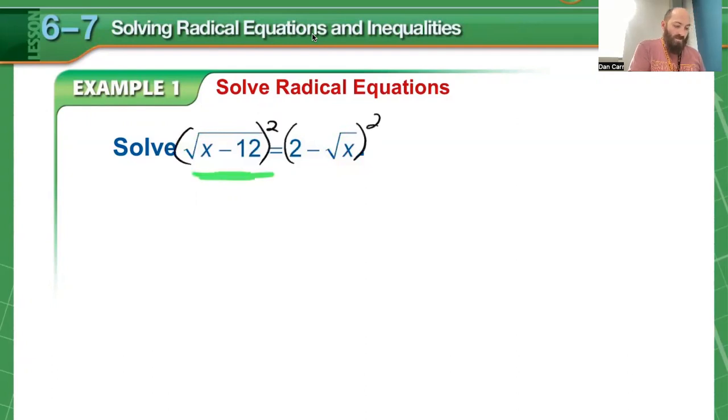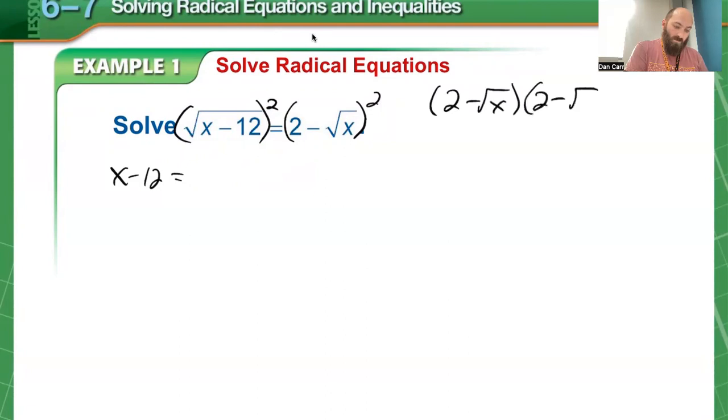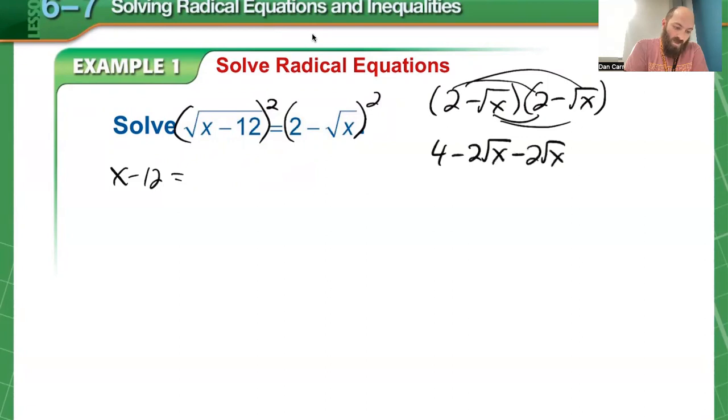As long as this is the thing that's already isolated, where it's got the binomial inside, we can square it. So on the left side, that's easy. It just becomes x minus 12. But on the right side, you have to multiply that properly. We are going to be distributing here. So I'm going to distribute the 2 and distribute the negative square root of x. So 2 times 2 gives me 4, then minus 2 square root of x, minus 2 square root of x, and then negative square root of x times the negative square root of x.